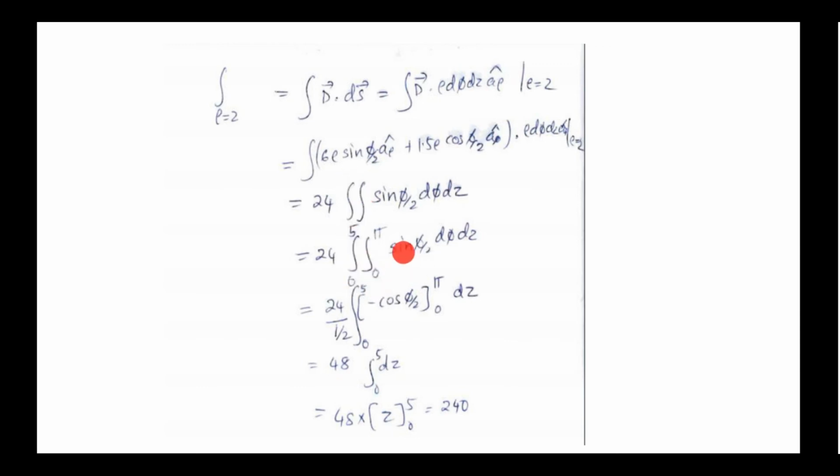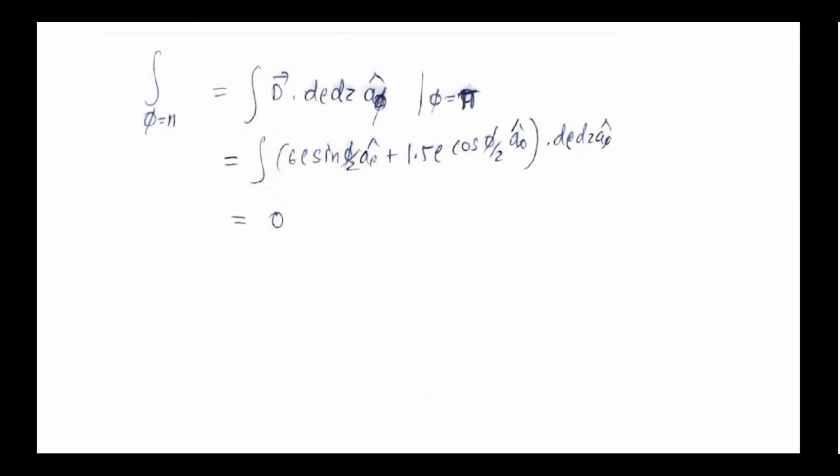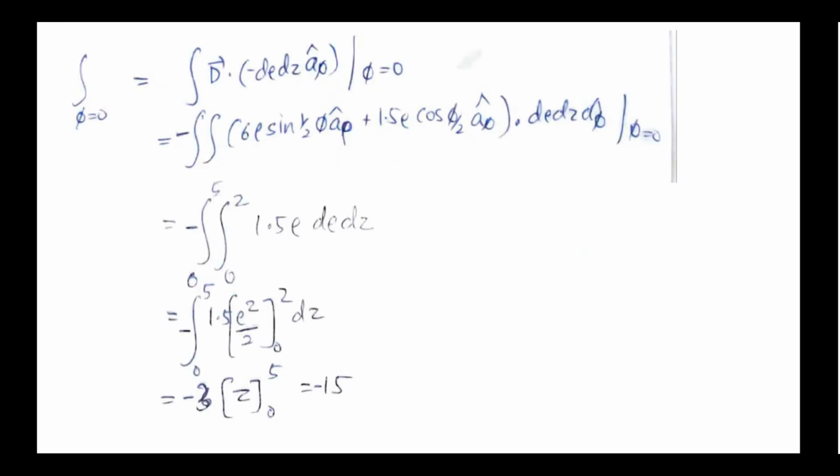Now the integral of sin(φ/2) is minus cos(φ/2) with the limits 0 to π. If you substitute, minus cos(π/2) is 0, minus cos 0 is minus 1, so 0 minus minus 1 will be plus 1. And when you integrate cos(φ/2), it is divided by 1 by 2, so that will come here as 2 into 24, which will be 48. And left is 0 to 5 dz, which is z with the limits 0 to 5. So 5 minus 0, 5. 5 into 48 will be 240. Okay, so this is ρ equal to 2.